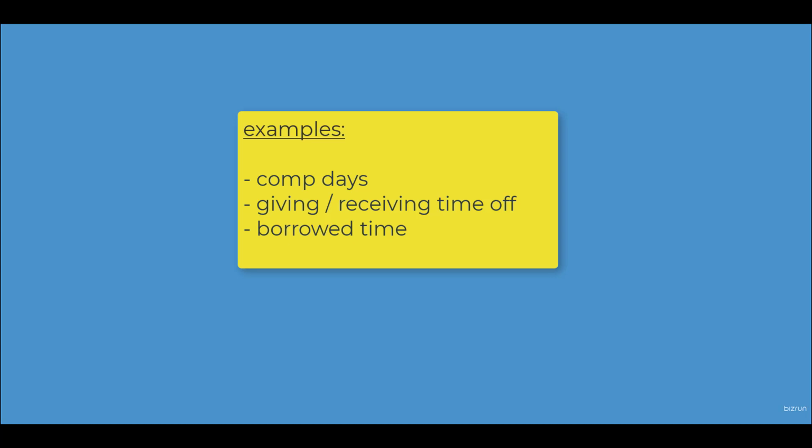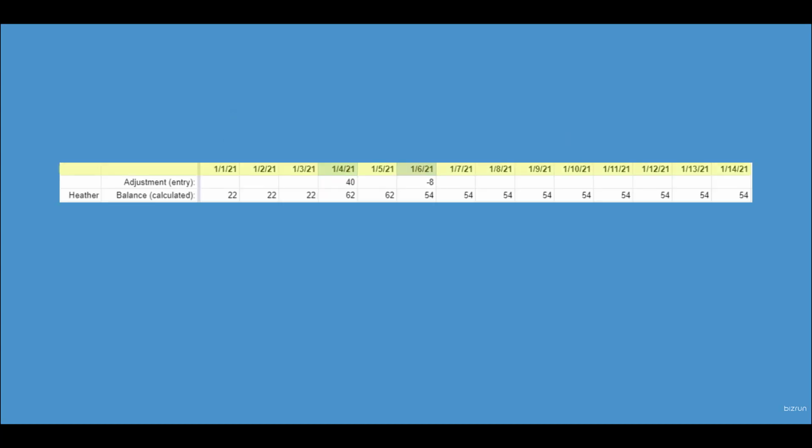To help you visualize this, let's take a look at examples of adjustments on a spreadsheet. The first row are column headings that list every single day in 2021. The second row in this case shows adjustment entries. And the last row shows the day-end calculated balances for every single day. Heather, in this example, started the year with a balance of 22 hours. On January 4th, she had an adjustment of 40 hours. So, at the end of that day, her calculated balance was 40 plus 22, or 62 hours.